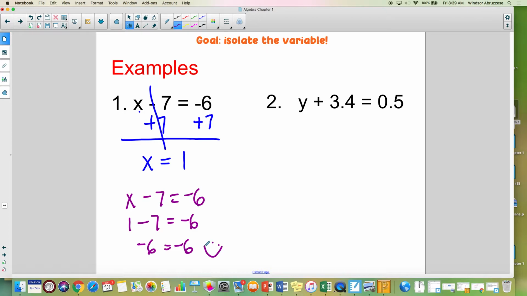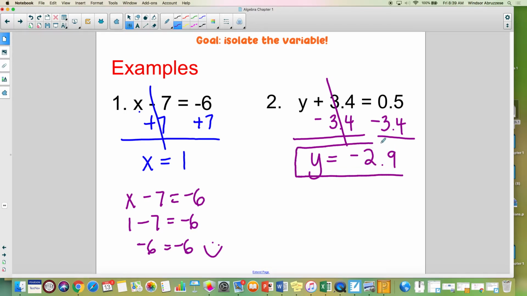Number 2, y plus 3 and 4 tenths equals 5 tenths. So I have to do the opposite of adding 3 and 4 tenths, which is subtracting 3 and 4 tenths. Again, if I do it on the left, I have to do it on the right. So I'm left with y equals 5 tenths minus 3 and 4 tenths is negative 2 and 9 tenths. That is our solution.